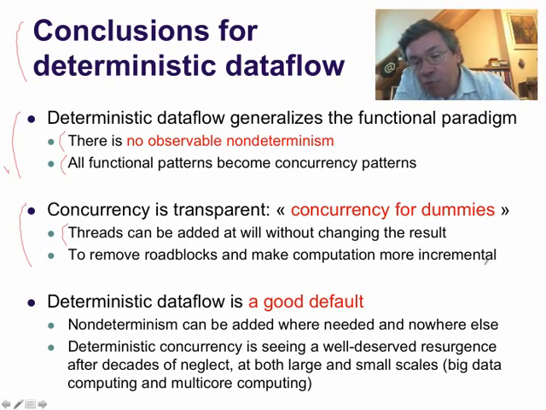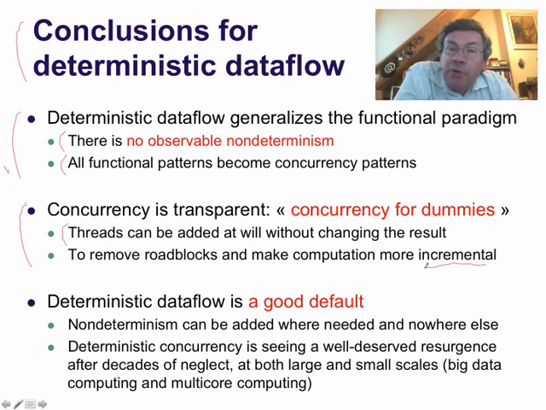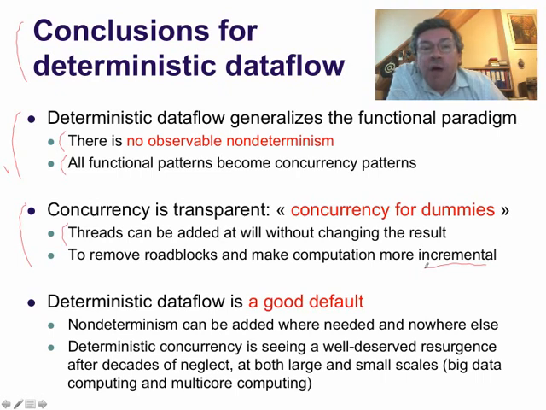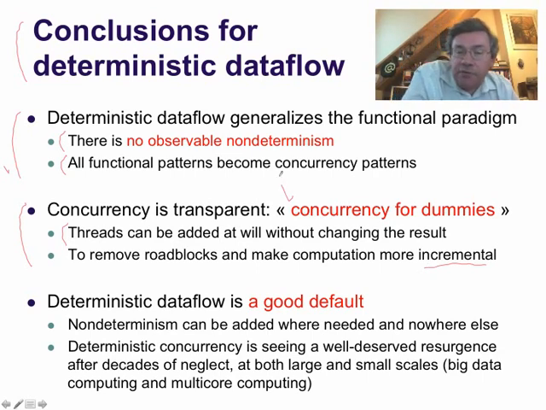Also, the computation is more incremental. This is a basic property of streams. A stream is a list with an unbound tail. If you add an element to an input stream, the computation can add an element to the output stream. This is extremely incremental, whereas if you use standard list functions, you have to give a complete input list before you get an output, any output at all. So things are much more incremental. All of this is so easy that I call it concurrency for dummies.